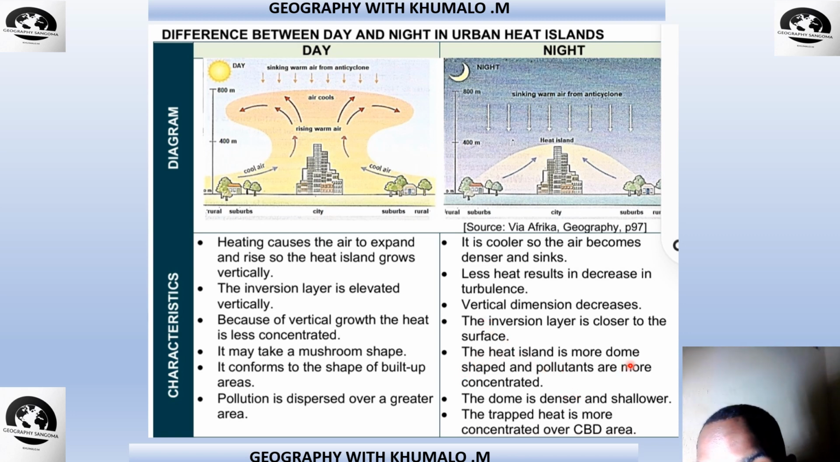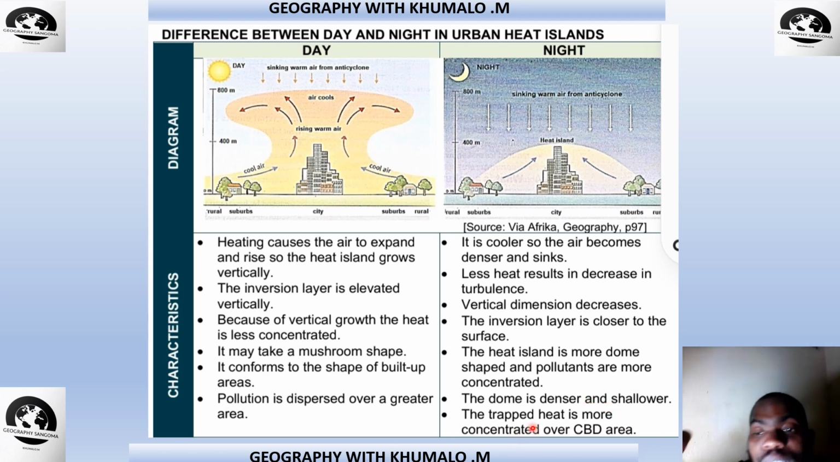The heat island is more dome-shaped and pollutants are more concentrated. So during the day they are less concentrated, during the night they are more concentrated. The dome is denser and shallow. Shallow means that it is a bit narrower than during the day. The trapped heat is more concentrated over the CBD area. More heat will be where there is the city center, the CBD, which is the central business district. That is where the temperatures will be high.